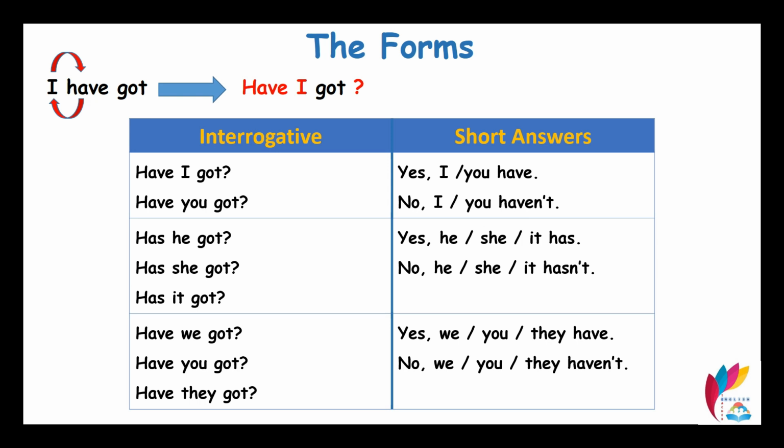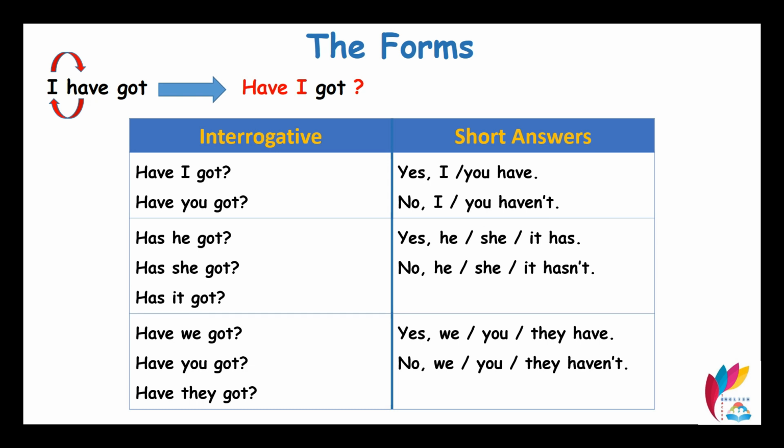And of course, the short answers to the question. Either a positive answer, like yes, I have, or yes, you have, or a negative answer like no, I haven't, no, you haven't. Yes, he has, or she has, or it has. No, he hasn't, or she hasn't, or it hasn't. And in the plural we say yes, we have, yes, you have, yes, they have. Or we can say no, we haven't, you haven't, or no, they haven't. So this was the form.